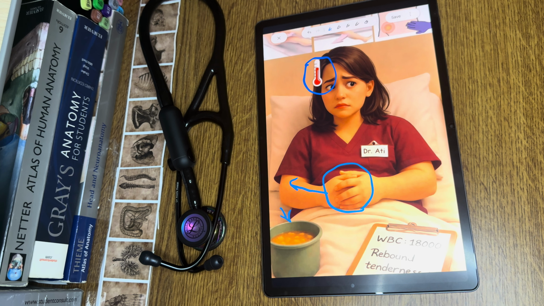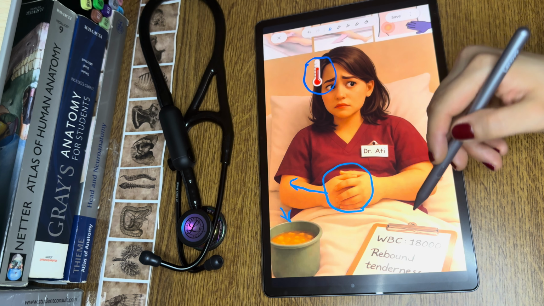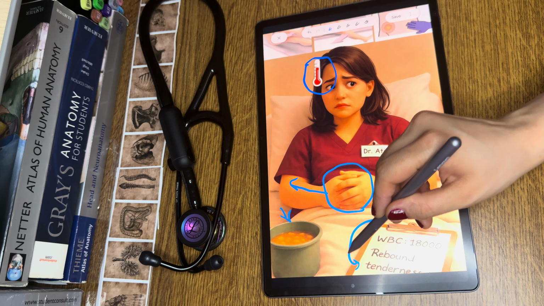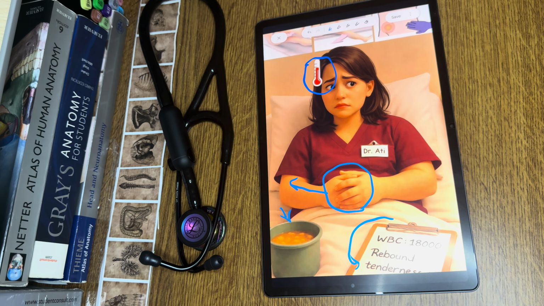After taking the history of Dr. Ati, we move to the physical examination. You see written on the board near her legs that her rebound tenderness and tenderness are positive. What does this exactly mean? It means when you press on the abdomen in the right lower quadrant, Dr. Ati feels pain, and when you suddenly remove your hand, the rebound tenderness, she feels severe pain.